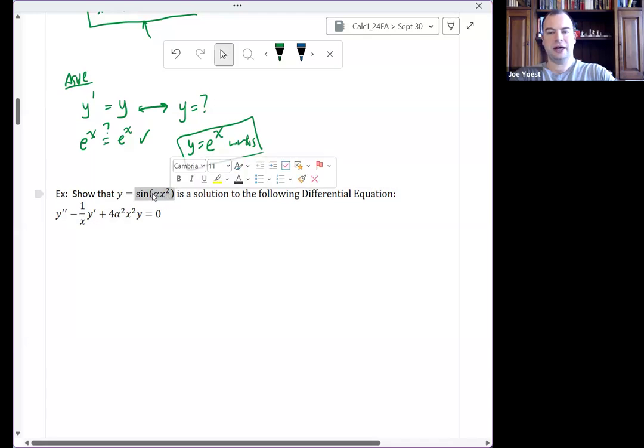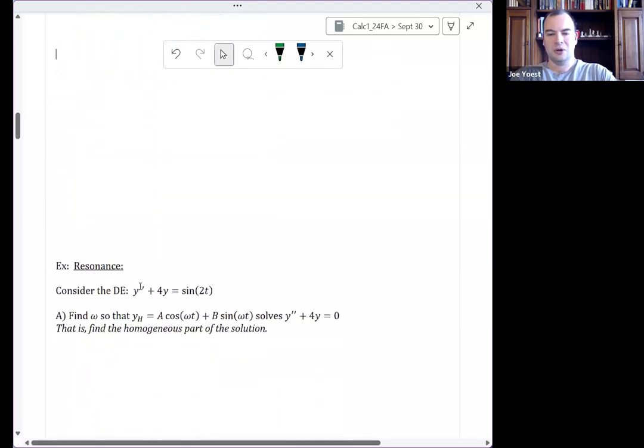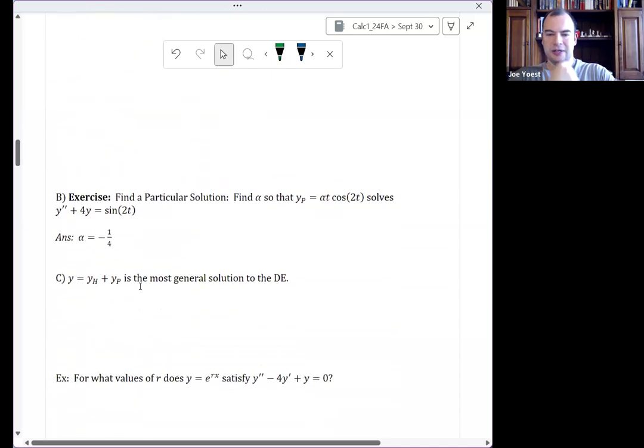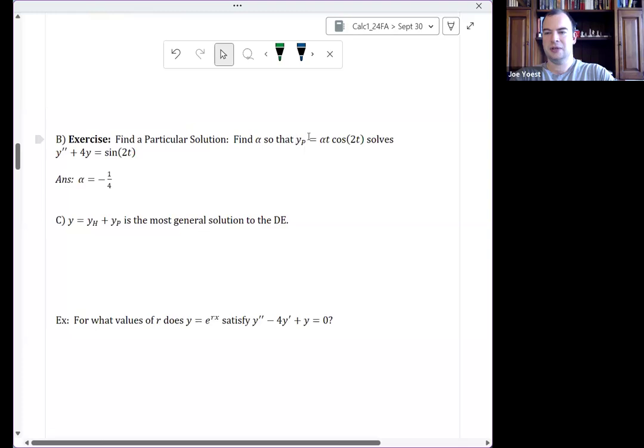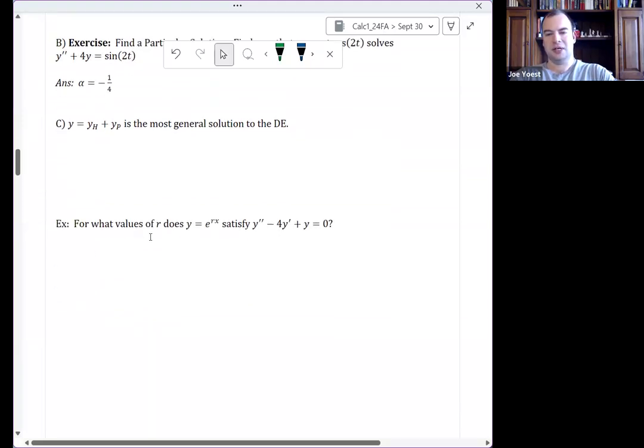So y equals sine of alpha x squared. I want to show that it is a solution to this differential equation, or maybe in another example down here, alpha is serving a different role. I have y equals alpha t cos 2t, and I want to find the value of alpha that makes this solve this equation. Or down here, I have a function y equals e to the rx. I want to find the value or values of r that make this function satisfy this differential equation.